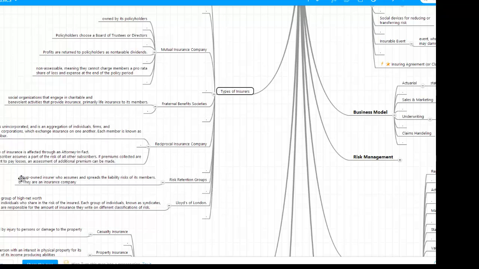Risk retention group. This is a group-owned insurer which assumes and spreads the liability risk of its members. They are an actual insurance company. And then we have Lloyd's of London, risk from other insurance companies. They're based out of England, so you have these rich people, a group of high net worth individuals who share the risk of the insured. Each group, individually known as a syndicate, is responsible for the amount of insurance they write and the different classifications of risk that they write directly.